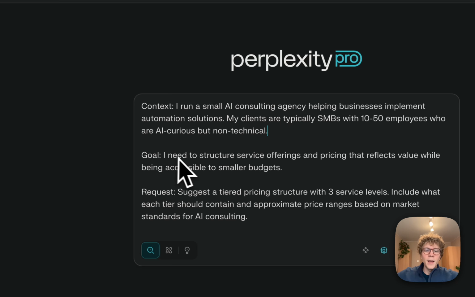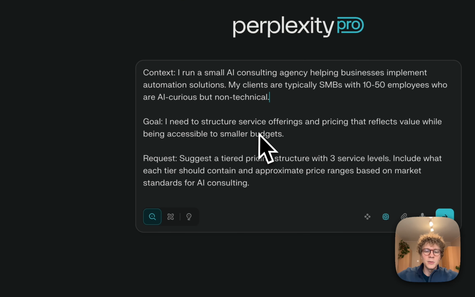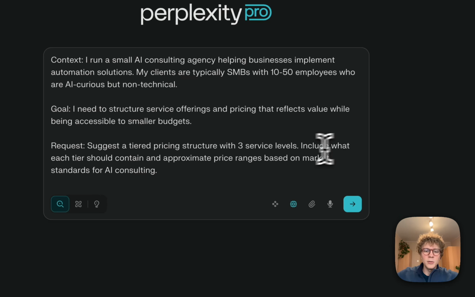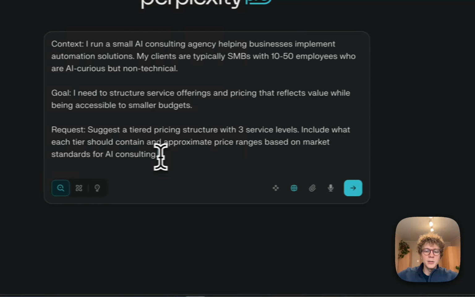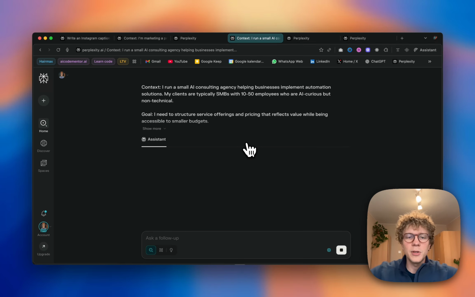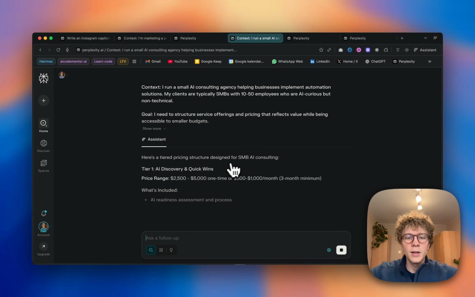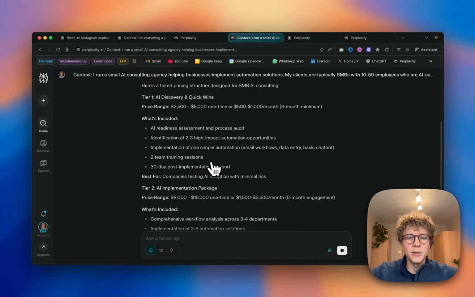Then goal, I need to structure service offerings and pricing that reflects value while being accessible to smaller budgets. I'm talking about generally what I want to achieve. And in the request, which is the specific part, suggest a tiered pricing structure with 3 different service levels. Include what each tier should contain and approximate price ranges based on market standards for AI consulting. This type of prompt will be much more clear for the AI to work with, and you can also expect the answer to fit your desired outcome.